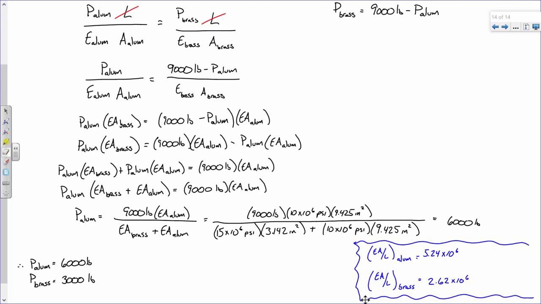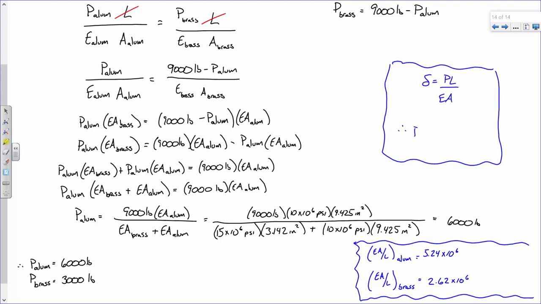Let me sort of explain what's going on, okay? This fraction here, this EA over L, is a particular term when it comes to axial members, and it's called stiffness, okay? Basically, EA over L is the relationship between force and deflection. If deflection is PL over EA, would you agree that P is EA over L times deflection? Like, just flip and multiply? So, you know, L goes up here, the EA goes down there. Everybody okay with that? Okay.